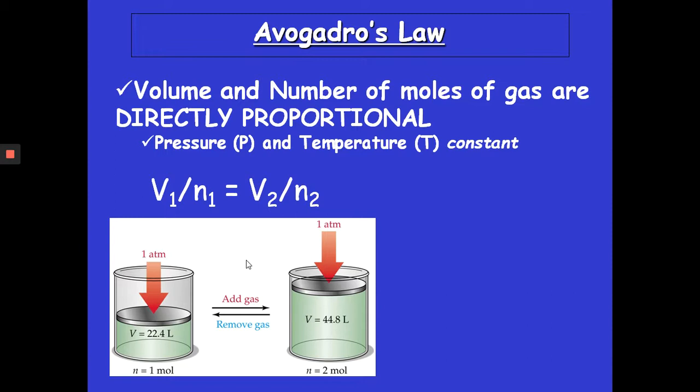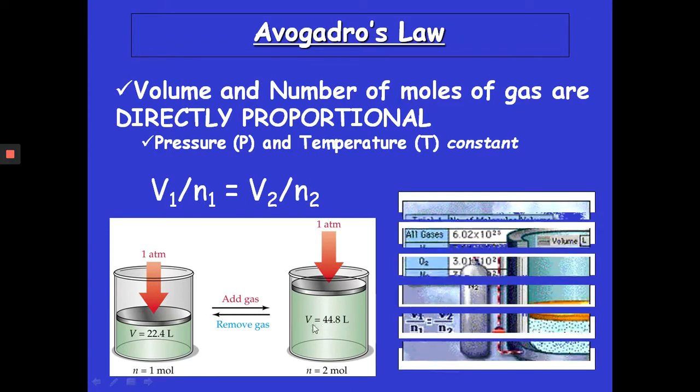So basically put it this way: the more gas you put into the container, assuming the pressure and temperature are held constant, more gas means that you need more volume. So here, for example, let's say that you have 1 mole of gas, and that occupies exactly 22.4 liters. And then if you double your amount of gas, that means more gas in it, then your volume has to also double, which is 44.8 liters.